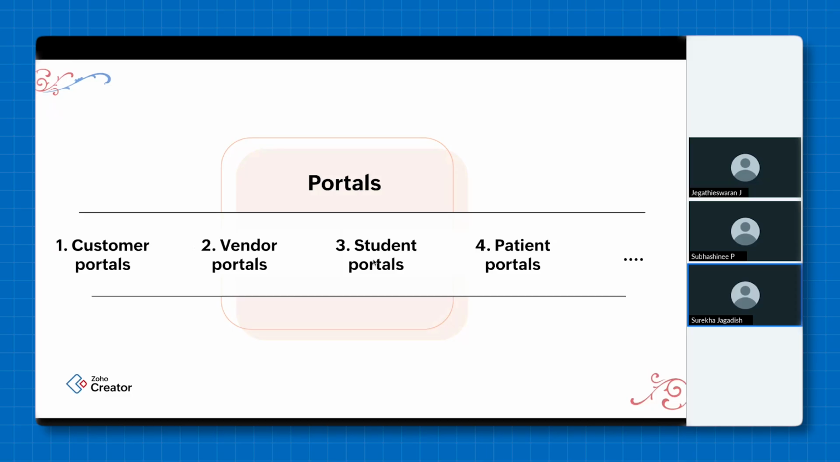Portals are those which you can use to give any of the stakeholders a unique user experience with secure credentials. So they can have their own login credentials. You can white label the portal, and the user journey for each of the stakeholders would be different based on the necessities or how they can view your app. So we have customer portals, we have portals for vendors. You can also build student portals or patient portals on Zoho Creator. And yes, all of these can be white labeled. You can white label your customer application as well.